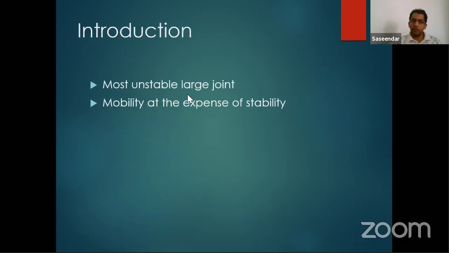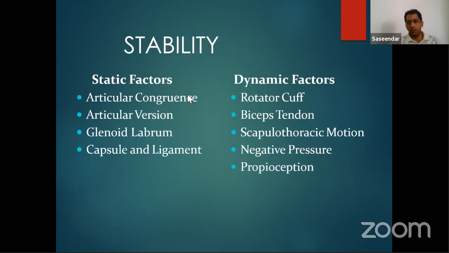First of all, you all know that the shoulder is the most unstable joint, because it has high mobility, and that comes at the expense of instability. So what are the factors that lead to the stability of the shoulder joint? You have static factors and you have dynamic factors. All those factors that don't move or contract can be categorized as the static factors. Those factors that are dynamic or contract can be classified under the dynamic factors.